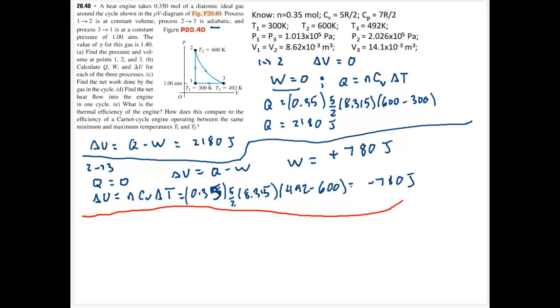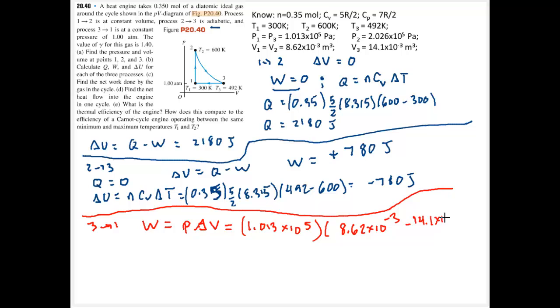Lastly, let's take a look at the process from going from 3 to 1. This is going to be a constant pressure process. So the easiest thing to solve for is going to be the work. The pressure multiplied by the change in volume. Pressure is going to be a constant, 1.013 times 10 to the 5th pascals. The volume is going to finish at 8.62 times 10 to the minus 3 cubic meters. It's going to start at 14.1 times 10 to the minus 3 cubic meters. The amount of work done is going to be equal to then negative 560 joules. So now I have the work done.